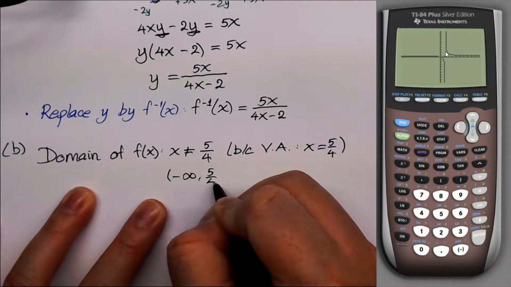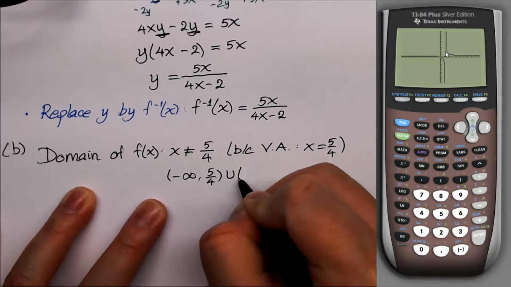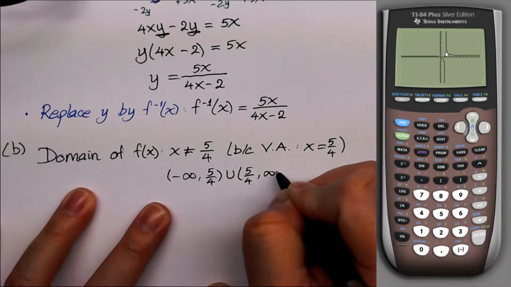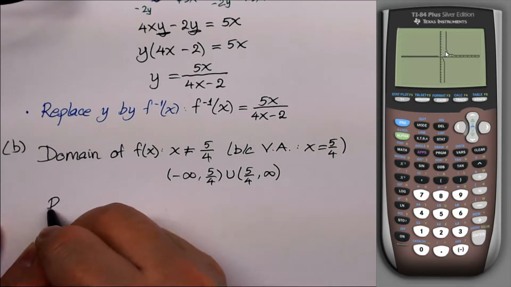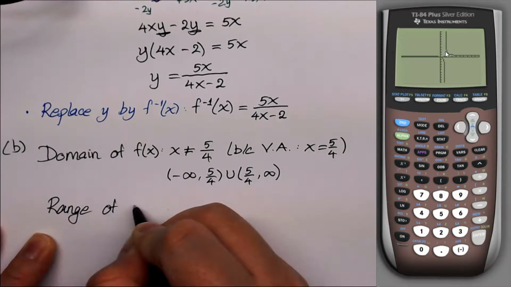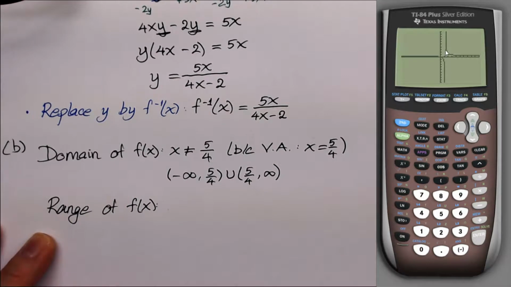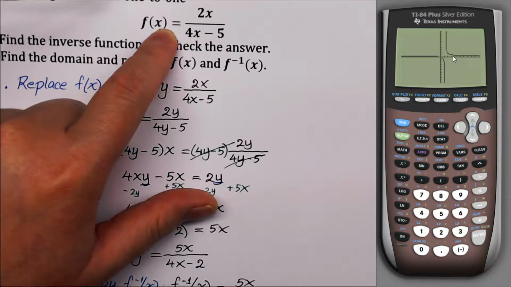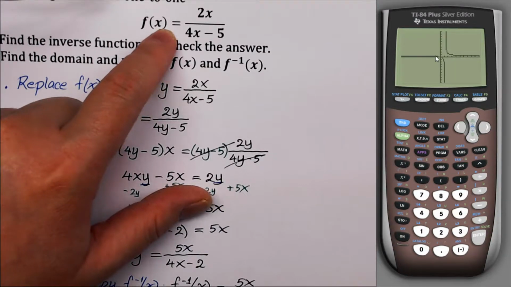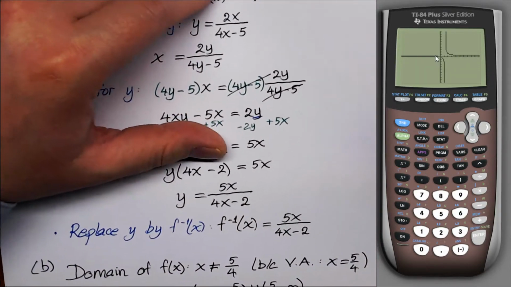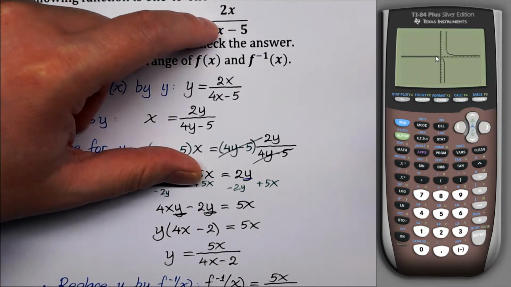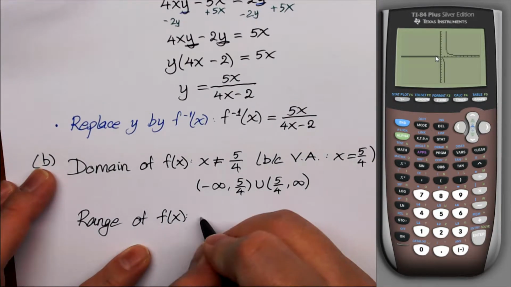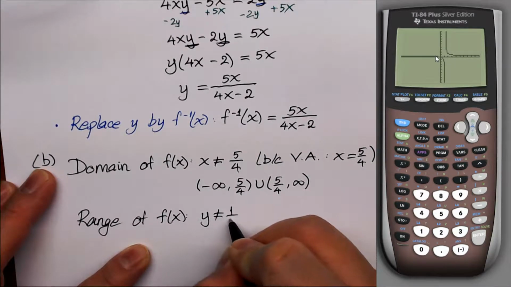The last step is just cosmetic. We replace y by the notation of the inverse. And we have that. And that is the inverse of the function. Next step, we will find the domain and range of the function and the inverse.